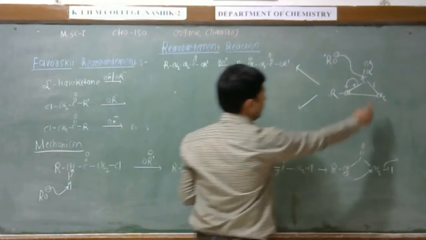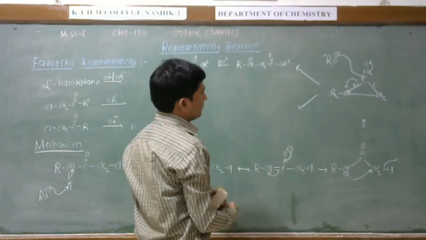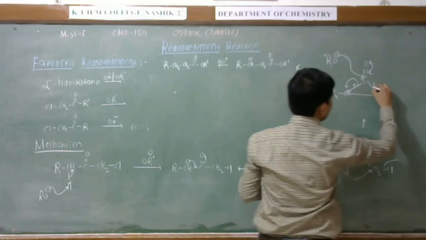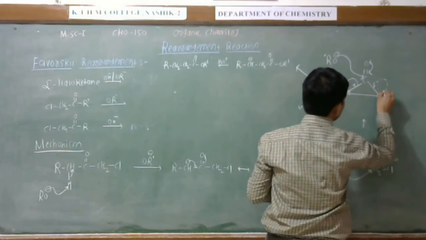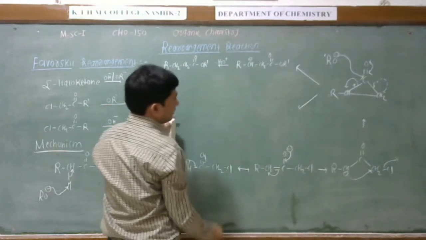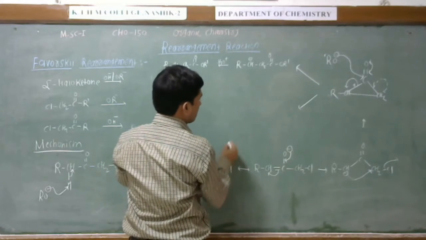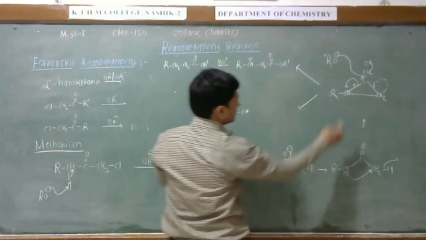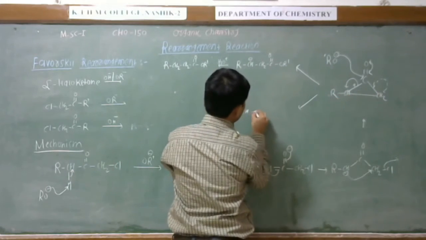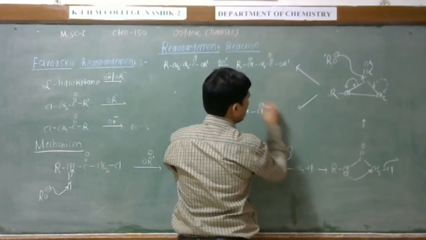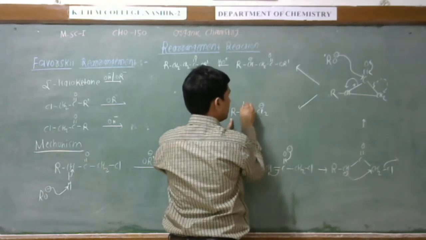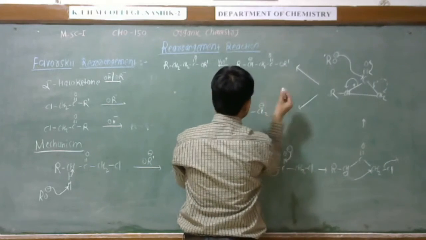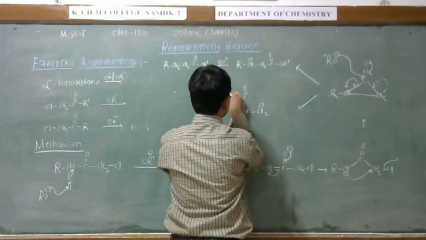Now if the B bond is broken here, what will happen? This B bond will break, and there is a formation of negative charge on the CH2, and hence we can write here: we are starting from R. R is attached to CH, and here is a CH2, and this CH2 has a negative charge, and this CH has C double bond O, and this is the OR dash.